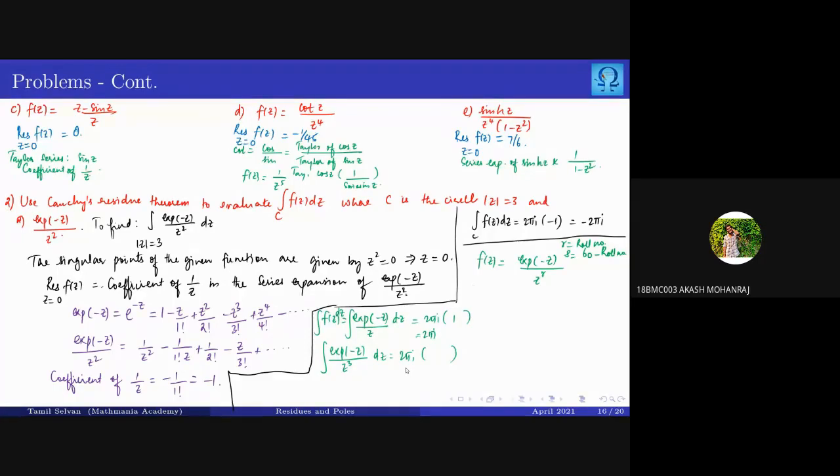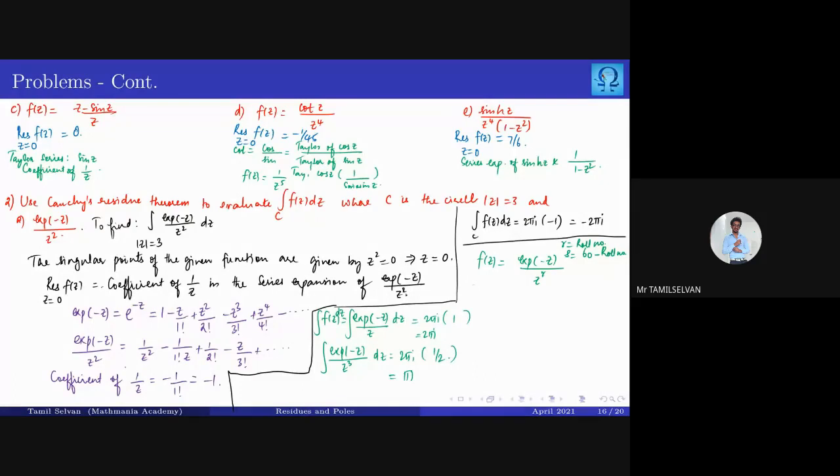Sir, pi i only, sir. Okay. Just tell me what is your residue value. You are giving me the final answer. Pi i. Yes, sir. Okay. So that 1 by 2 is pi i.